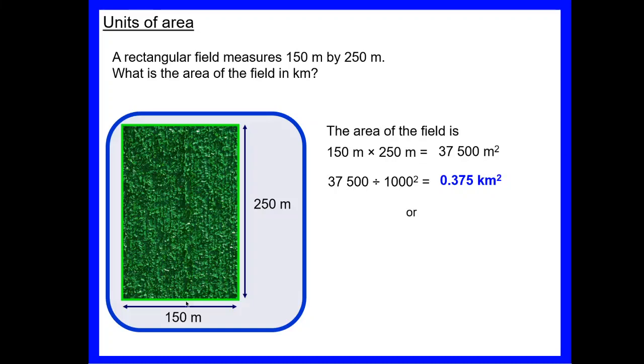Or we could convert our units first. So if we change the 150 metres into kilometres by dividing it by 1,000, we get 0.15 kilometres, and we would need to divide 250 metres by 1,000 as well and get 0.25 kilometres. So we could do the converting first, and then we can find the area by multiplying our two new converted numbers together. So 0.15 kilometres times 0.25 kilometres is 0.375 kilometres squared. So the choice is we can do the calculation first and then the conversion, or we can do our conversions first and then our calculation. It's up to you which you prefer.